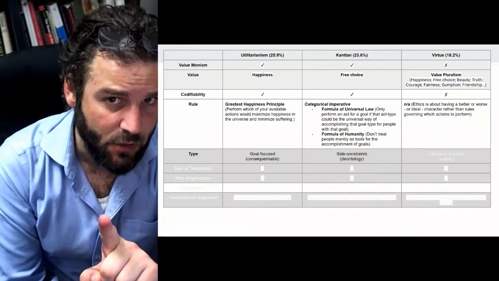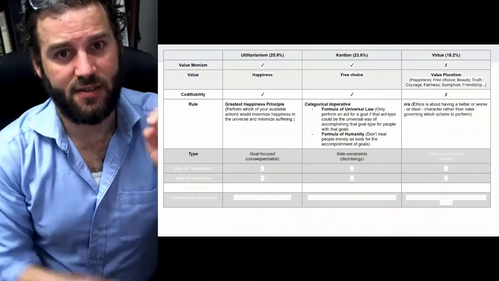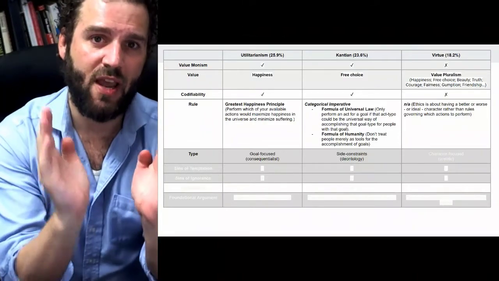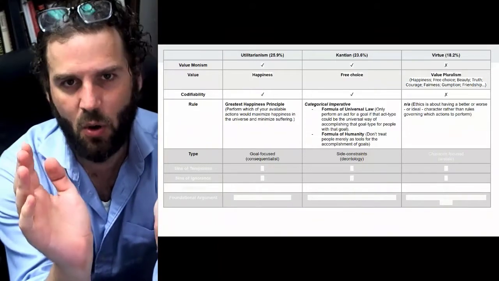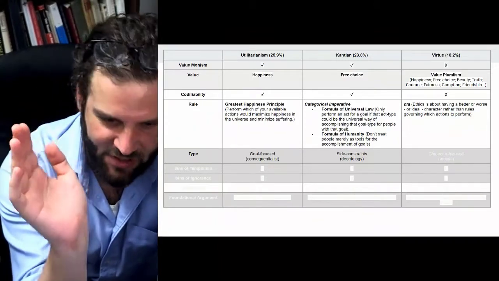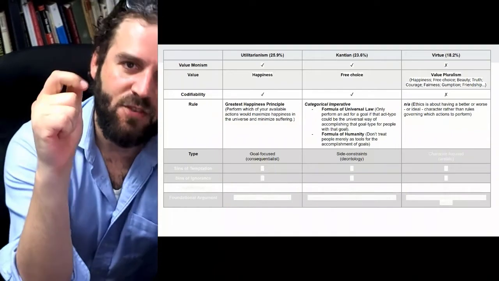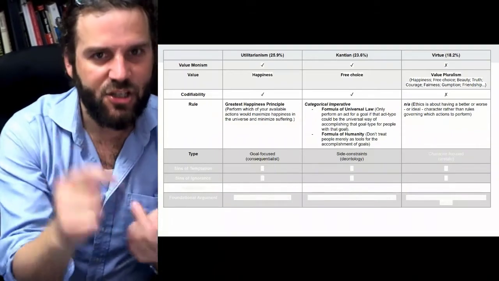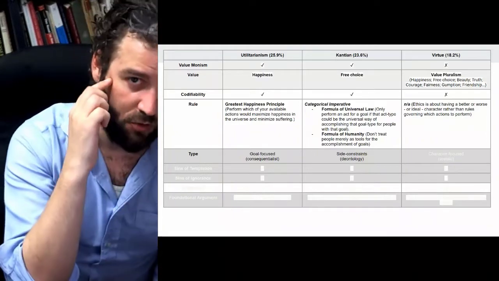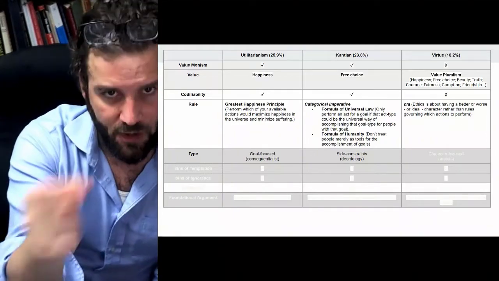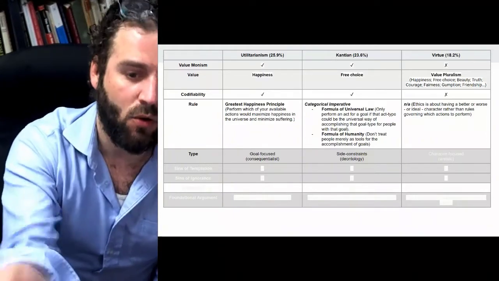What it does do is set side constraints. Side constraints which tell you, in pursuing your career, your life goal of being the best Halo player in the history of the world, don't lie, cheat, and steal in your pursuit of that goal, right? So these are side constraints on how you pursue a goal. Don't use other people as tools in the pursuit of your goals.